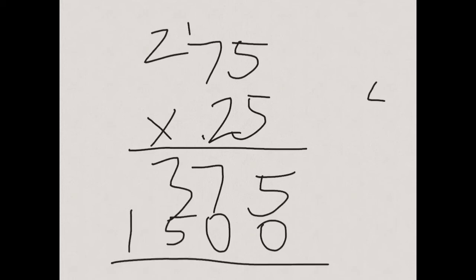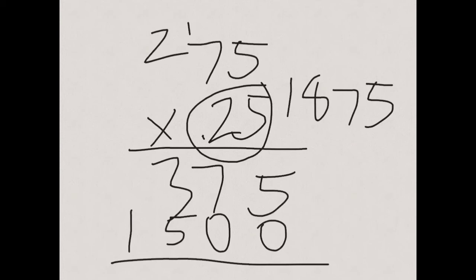And I end up with 1875. But that's not the answer. I have to finally look right here, and I have 2 numbers behind my decimal. So I move that over twice, and I get 18.75.